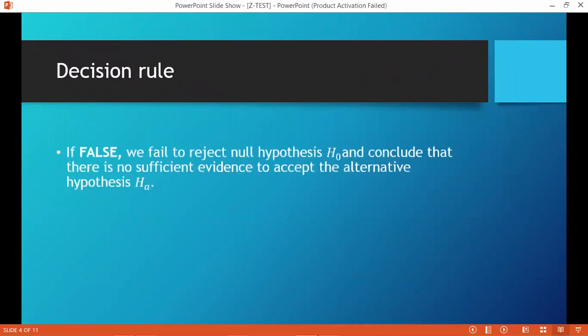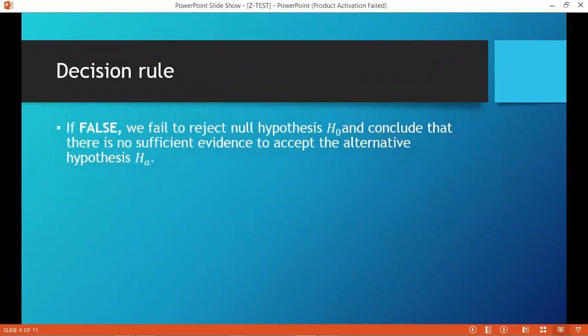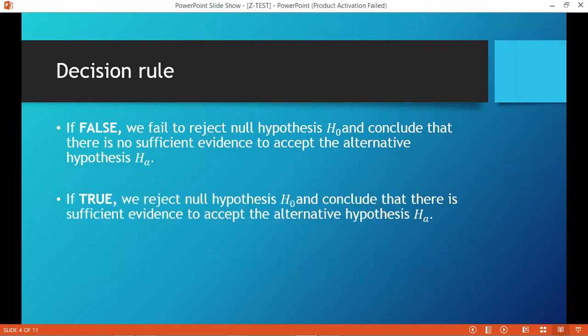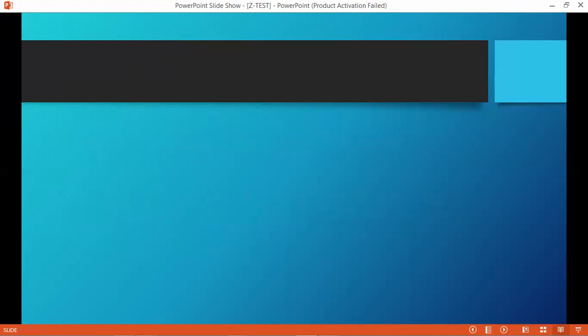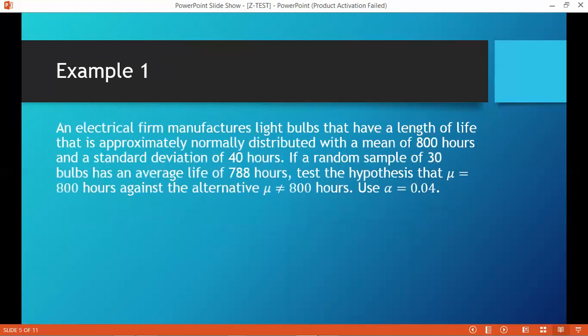For the decision rule, if false, we fail to reject the null hypothesis, H sub 0, and conclude that there is no sufficient evidence to accept the alternative hypothesis, H sub A. But if true, we reject the null hypothesis, H sub 0, and conclude that there is sufficient evidence to accept the alternative hypothesis. All right, let's have an example.